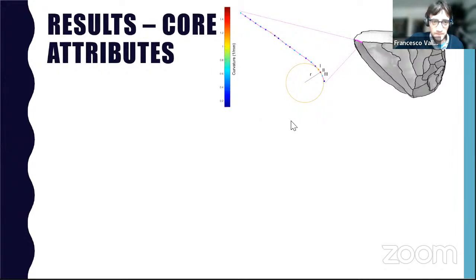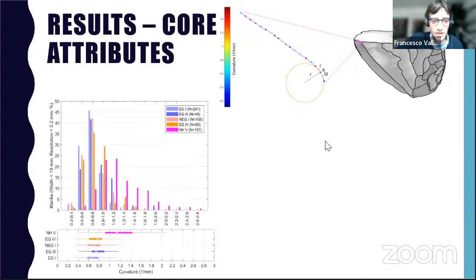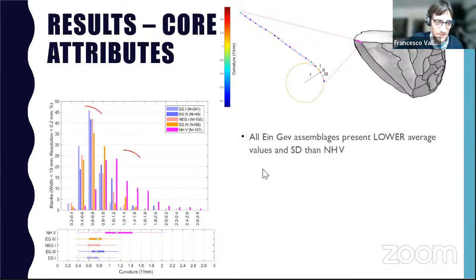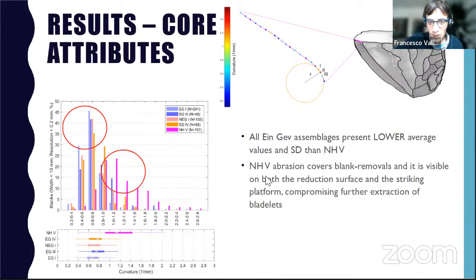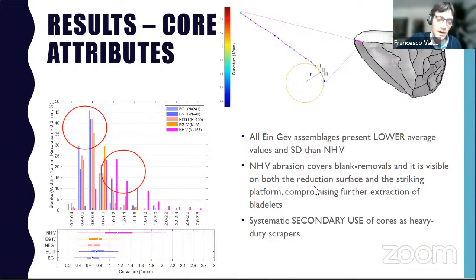Finally, when we look at the abrasion of the platform edge, we have an even different distribution of the assemblages. We have no difference at all among the Engev 1, 3, and 4 and Nahal Engev sites, while Nahal Hadera in the Sharon plain presents a sensibly higher value on average. The observation of the core platforms highlighted that in Nahal Hadera 5, the abrasion is covering the blank removals. And this suggests that the abrasion happened after the removal of blanks. So it's not related to technology, is not related to destruction of blanks, but probably to some secondary use of a core as heavy duty tools or something similar.